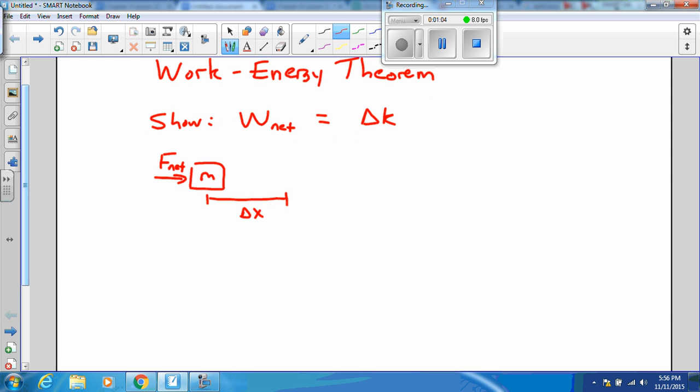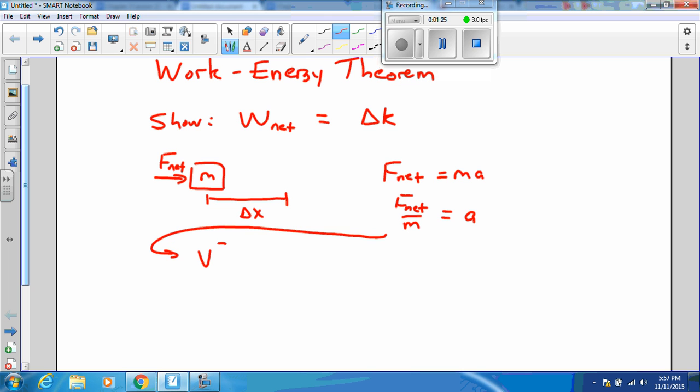So if I analyze this purely from the point of view of Newton's laws, then I would say that F net is equal to mass times acceleration. And I could then compute the acceleration from that as F net divided by the mass. And then from there, I could say that the equation of motion, v squared equals v0 squared plus 2a delta x, now tells me how quickly the object will be going at the end of that period of time.